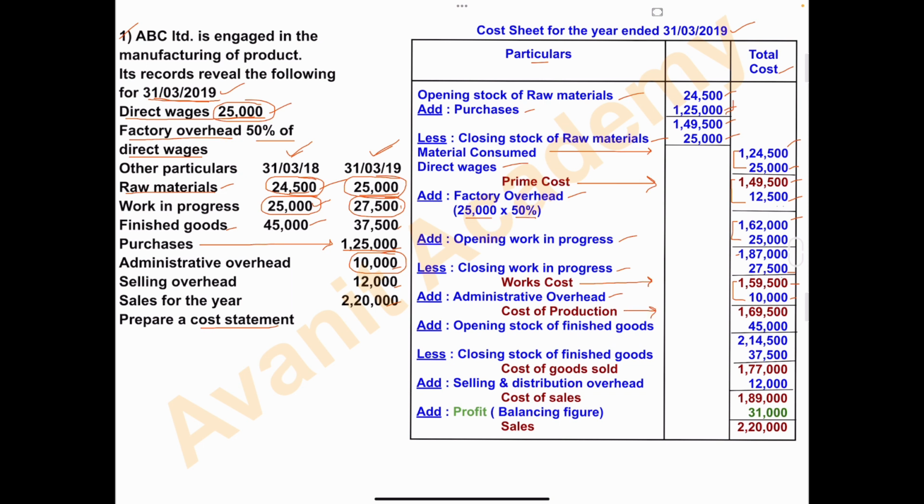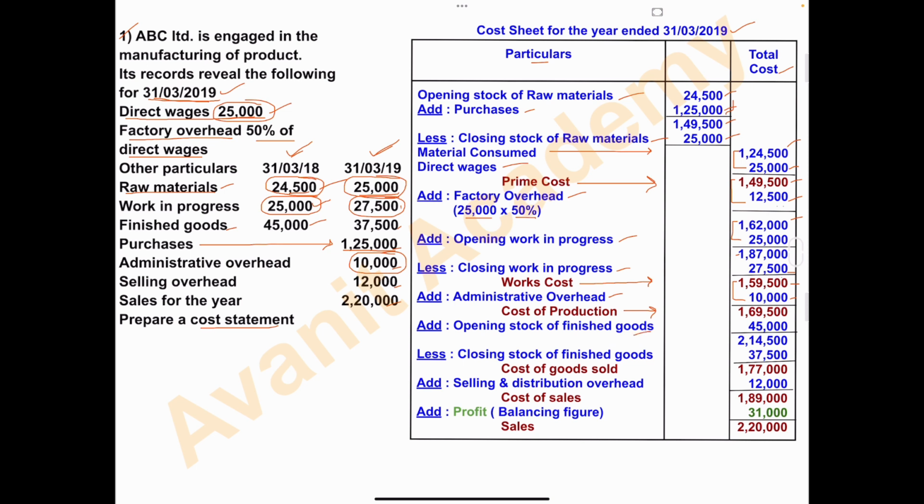To that cost of production, we have to add opening stock of finished goods and we have to less closing stock of finished goods. Opening we have to add and closing we have to less. In work in progress also, we did the same thing. Opening work in progress, we have to add and closing work in progress, we have to less. Here, after cost of production, opening stock of finished goods we have to add and closing stock of finished goods we have to less.